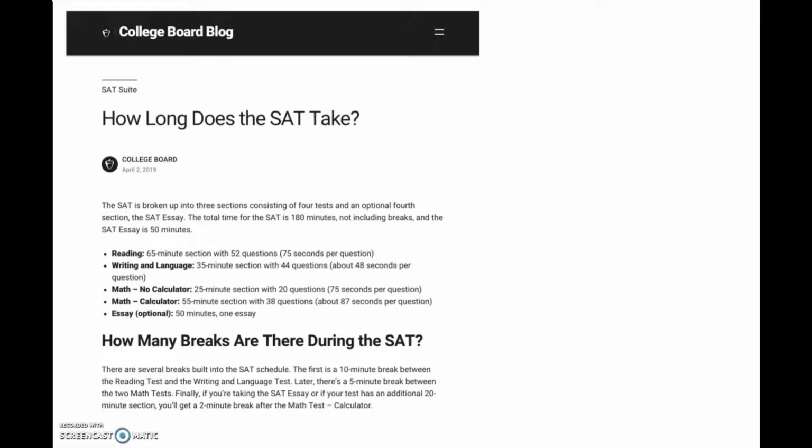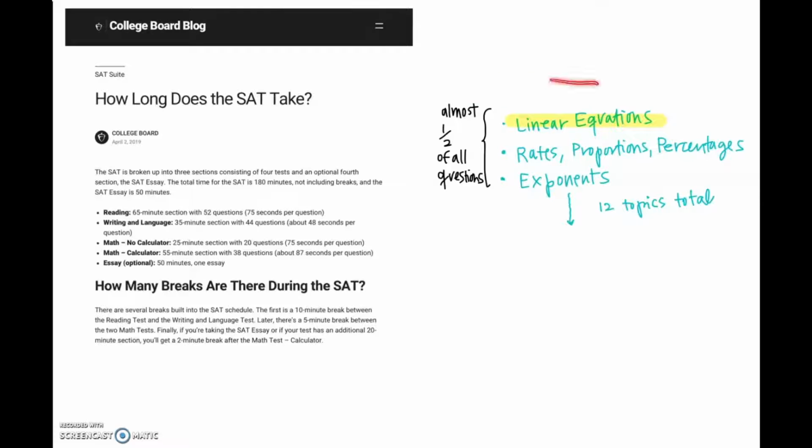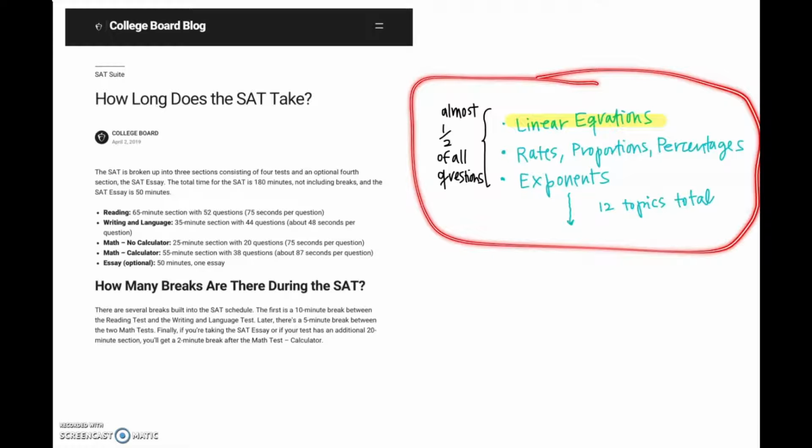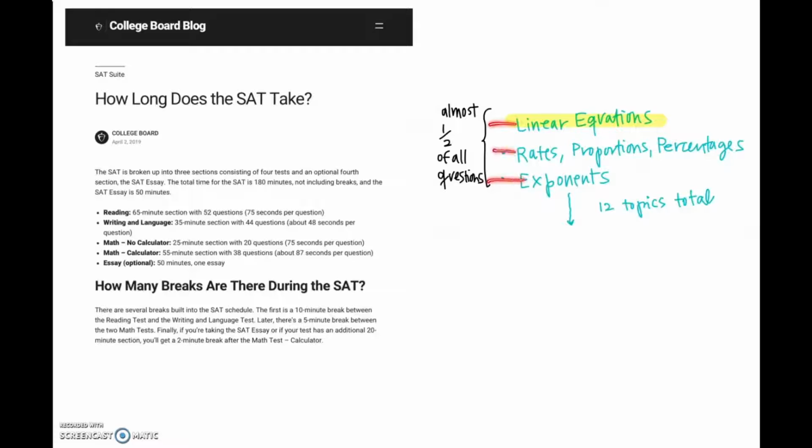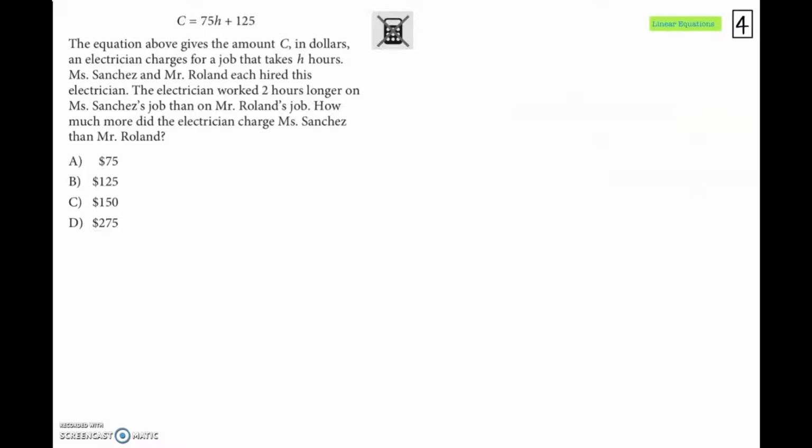Not a lot of colleges don't require it. So that part is totally optional. You could take the reading and writing and the math part and then just go home after that. And in these videos, we're working out problems in a real strategic way. We know that almost half of all the math questions come from these 3 topics, even though there's generally about 12 topics total. And so we're really honing in the beginning here on the most prevalent topics and starting with linear equations.